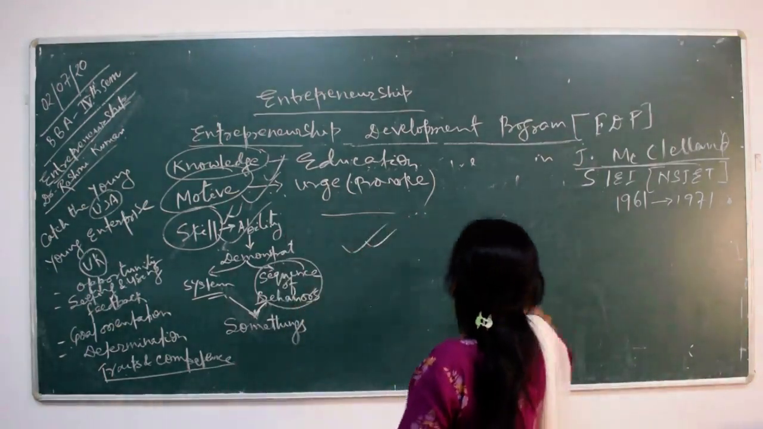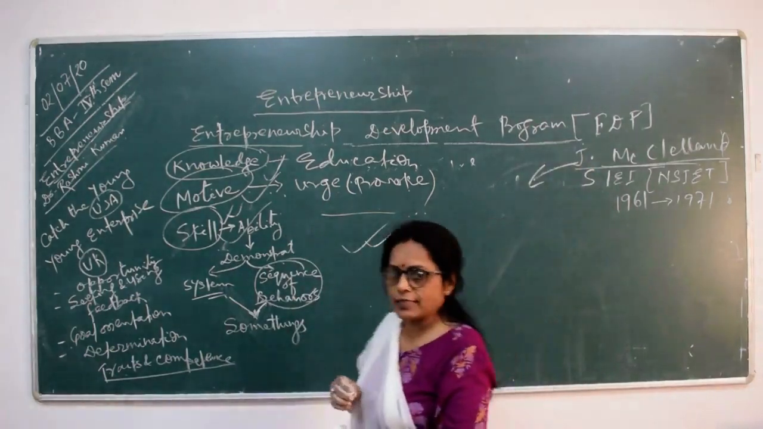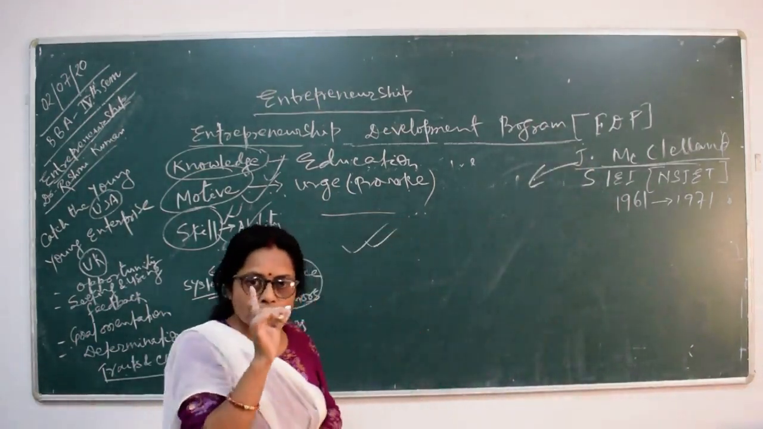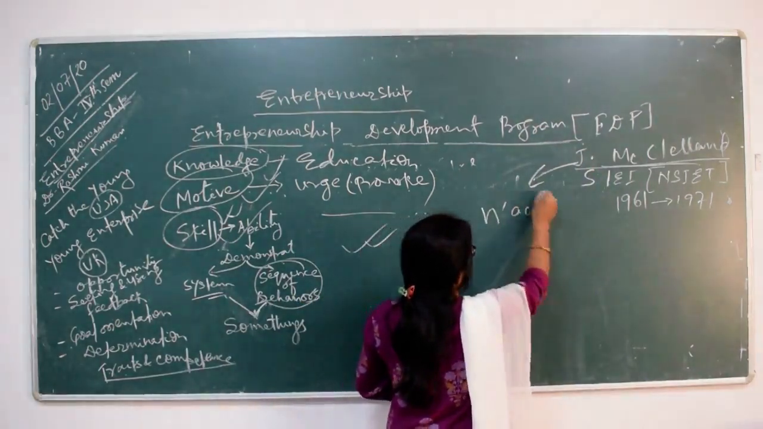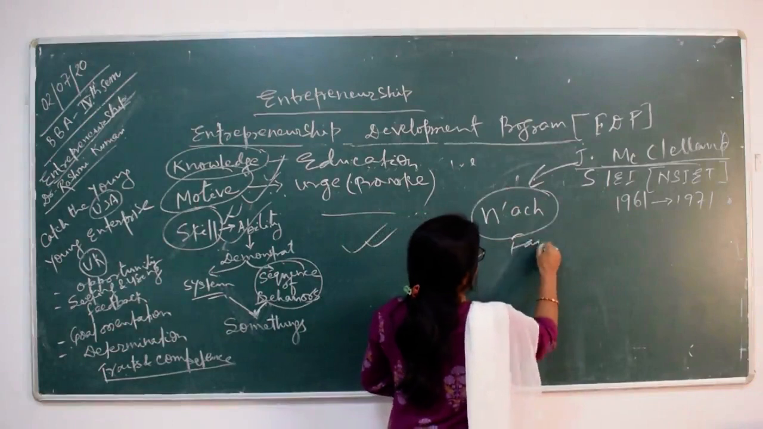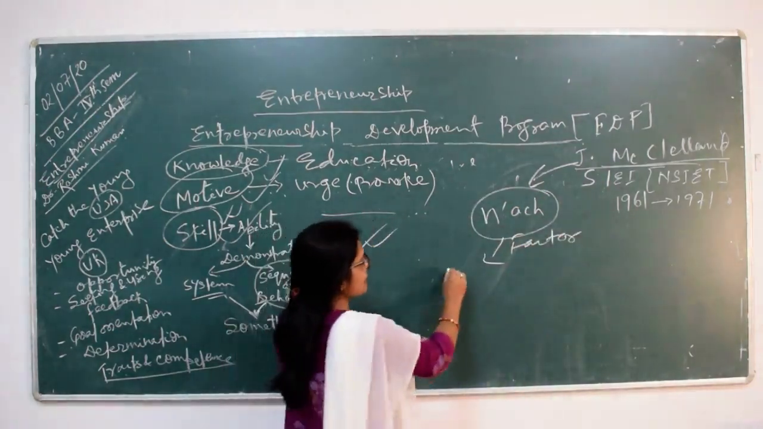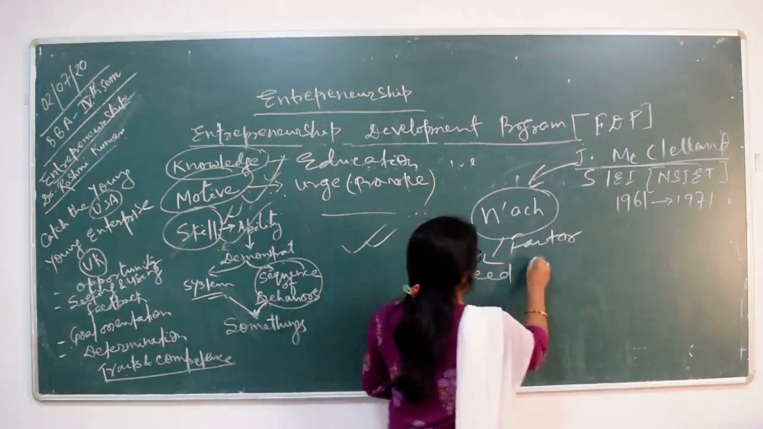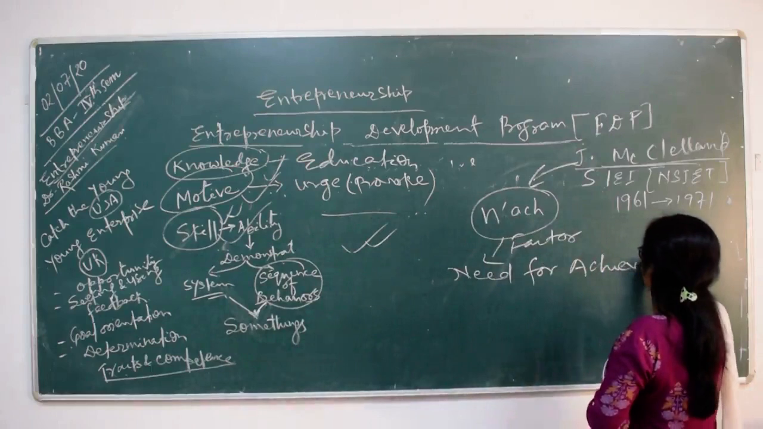So here, this McClelland, a behavioral scientist, gave one factor, this one is the knack factor, and the knack factor reveals that it is just like the need for achievement. Need for achievement.